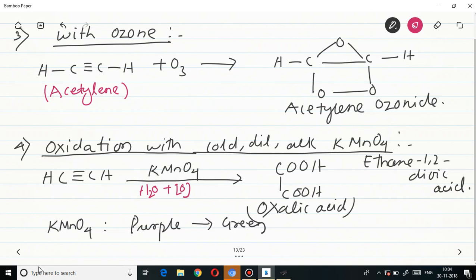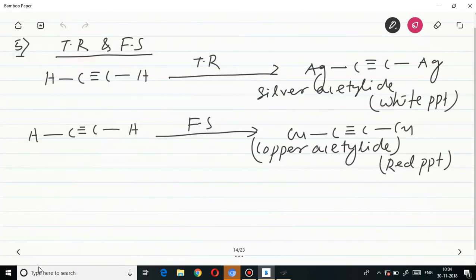You can see two acidic groups over here and two carbons are there. If two carbons, ethane, it is one position, it is two position. So ethane-1,2-dioic acid. Here the observation is very important. The purple color will become green. There it was purple, becoming colorless. So compare the reactions and you will remember it very easily.